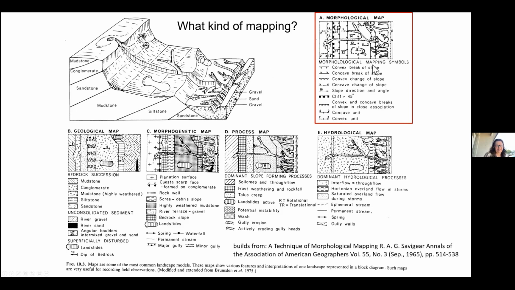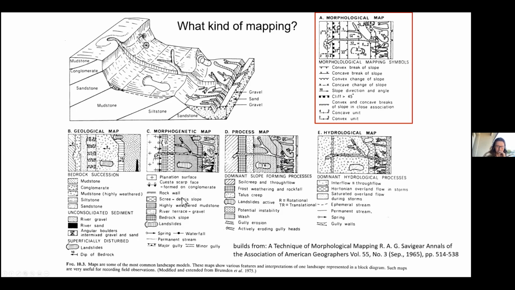So again, we can go back to our morphological mapping symbols and map just the shapes of the landscape. And that is kind of what we want to do in this exercise as the beginning step. But from a morphologic map, we can go to more interpretation. And so there's geologic map, morphogenetic map, process map, hydrological map. For the geologic map, we would add more information because we might go in the field and say what the rock types are that we see.